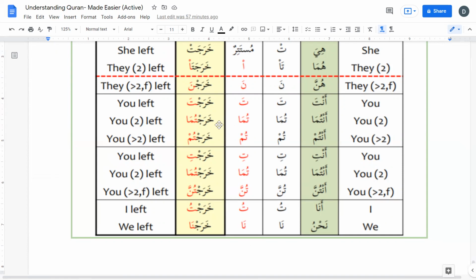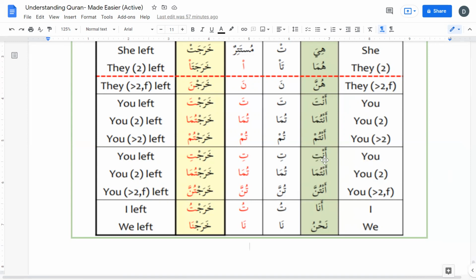Okay, these red portions of fi'l madi that we can see, these are pronouns. So kharaj, you two, antuma, kharajtuma. Antum, you all, three or more than three males. Kharajtum. Antum kharajtum means you all left. Kharajtuma, you two left. Kharajta, you left.